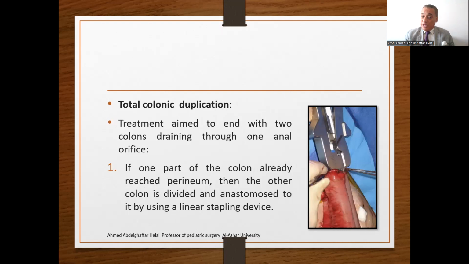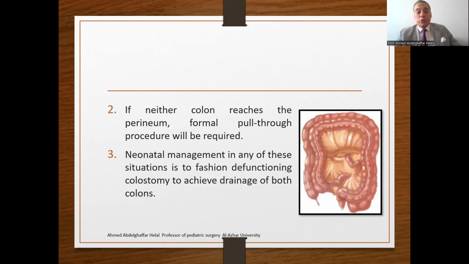In total colonic duplications, the treatment aims to end with the two colons draining through one anal orifice. If one part of the colon already reached the perineum and the other colon is divided and anastomosed to it using a linear stapler, we can put both limbs of the linear stapler and anastomose both colons together to form a single colon, if one reaches the perineum. If neither colon reaches the perineum, this is one colon and this is the second colon, and they don't reach the perineum, a formal pull-through will be required.